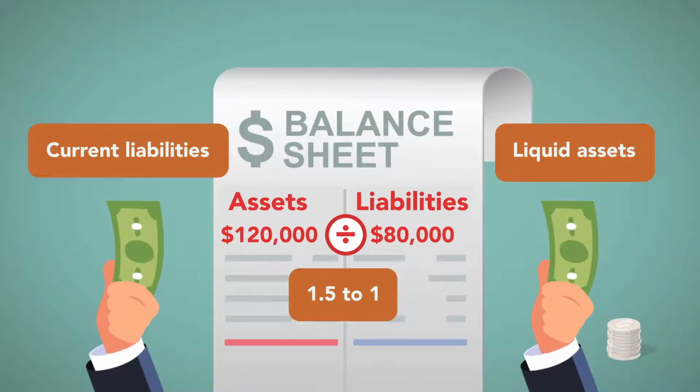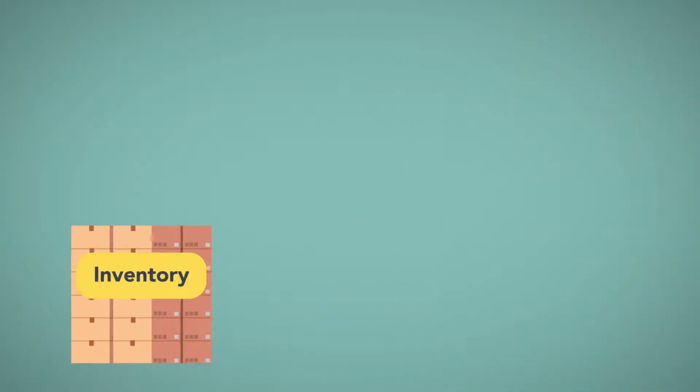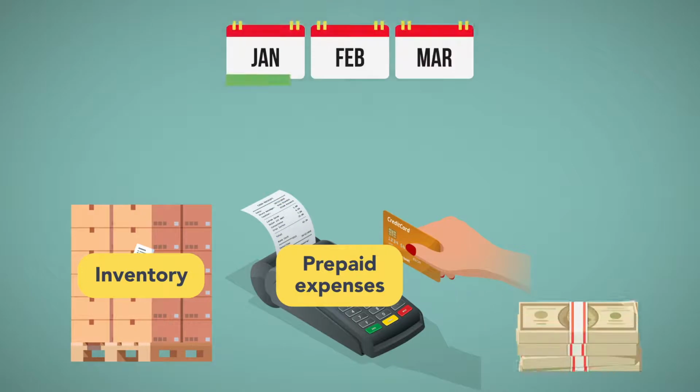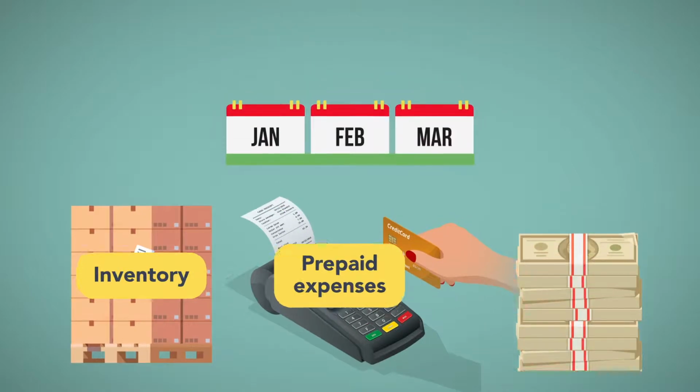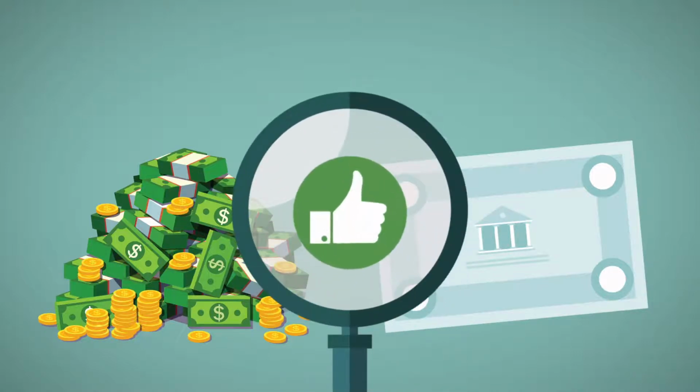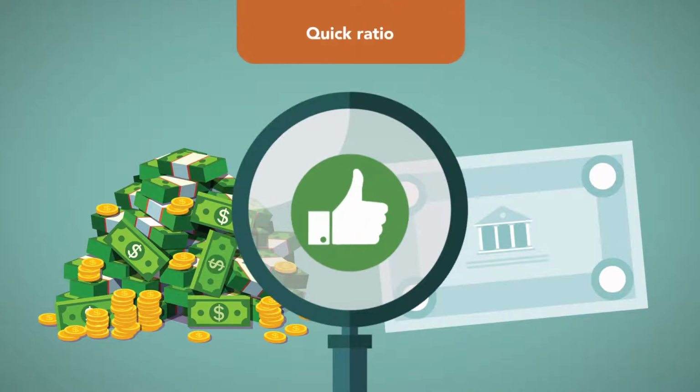Note that some assets, like inventory or prepaid expenses, may not be converted into cash for several months, so a more immediate measure that only includes liquid accounts such as cash and marketable securities can more conservatively estimate a business's ability to meet its current obligations. This test is called the quick ratio or the acid test ratio.